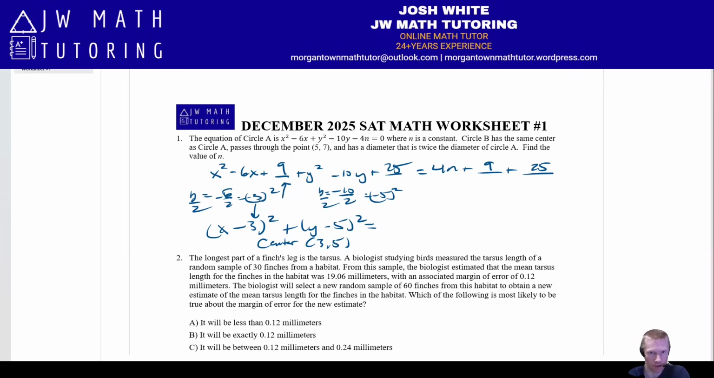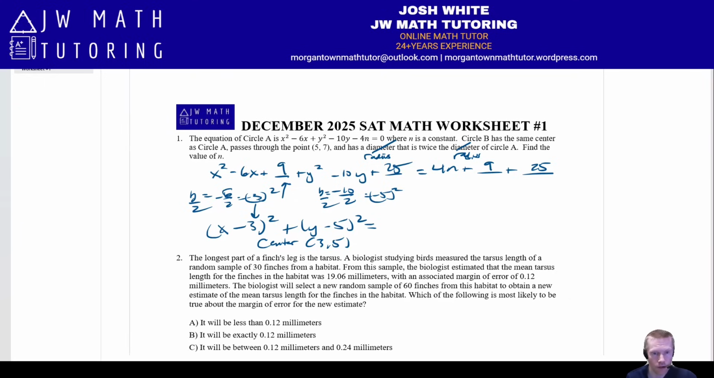We don't need the diameter technically. Like it says, the diameter of B is twice that of A. You can just replace this with radius, okay? Radius and diameter are both one-dimensional lengths. Therefore, if one is twice the other, then the radius of one circle will be twice the radius of the other circle.